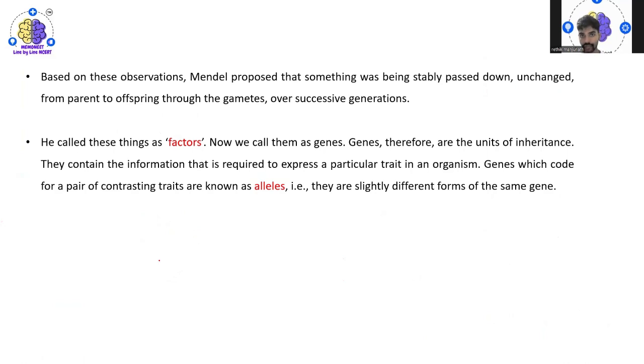Based on the observation, Mendel proposed that something was being stably passed down unchanged from parents to their offspring through the gametes over successive generations. So he called this thing a factor. Do remember this, okay? He called this a factor. Now we are calling this genes. So genes, therefore, are the unit of inheritance. They contain the information that is required to express a particular trait in an organism. Genes which code for a pair of contrasting traits are known as alleles. That is, they are slightly different forms of the same gene.